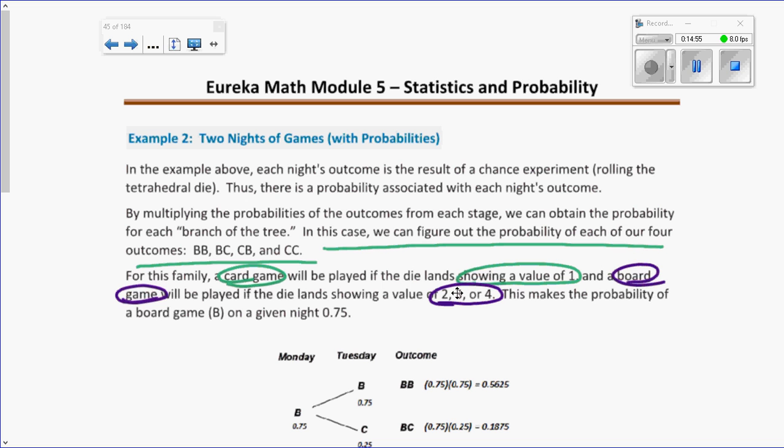So maybe the reason they're rolling the dice is to say, okay, well, you're the only one who wants a card game, so the one side will be for you, and then if it lands on a 2, 3, or a 4, we go with a board game. So it's almost like a majority rules, but they're still giving it a chance. They're still giving mom a chance.